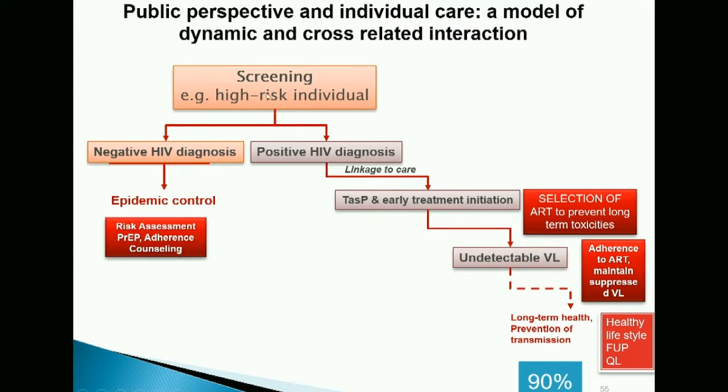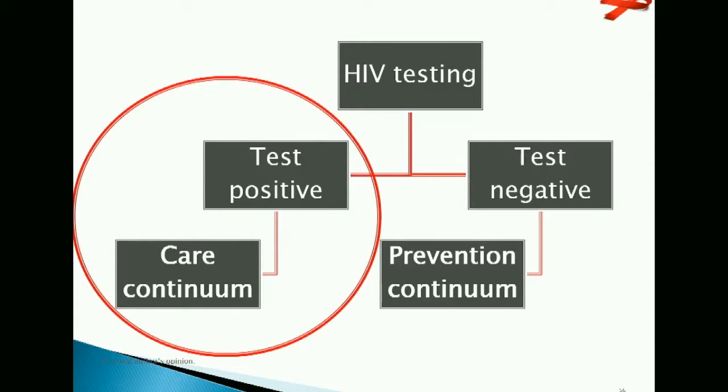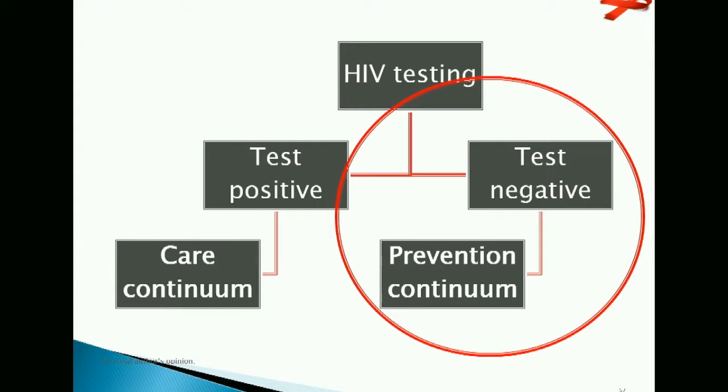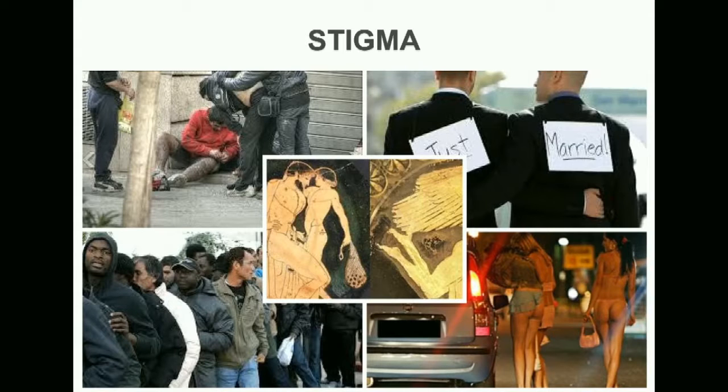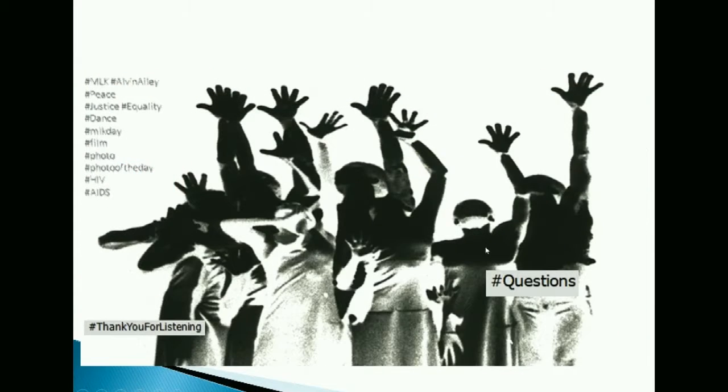So screening of high-risk individuals: if negative, you should continue risk assessment, PrEP, adherence counseling; if positive, linkage to care, treatment as prevention, early treatment initiation, undetectable, and of course quality of life. So testing: test positive, care continuum; test negative, prevention continuing. Stigma is one of the most important problems now for our persons living with HIV. So there are societal factors, causal factors. I won't go into details, but I'll stop here and ask you for questions.